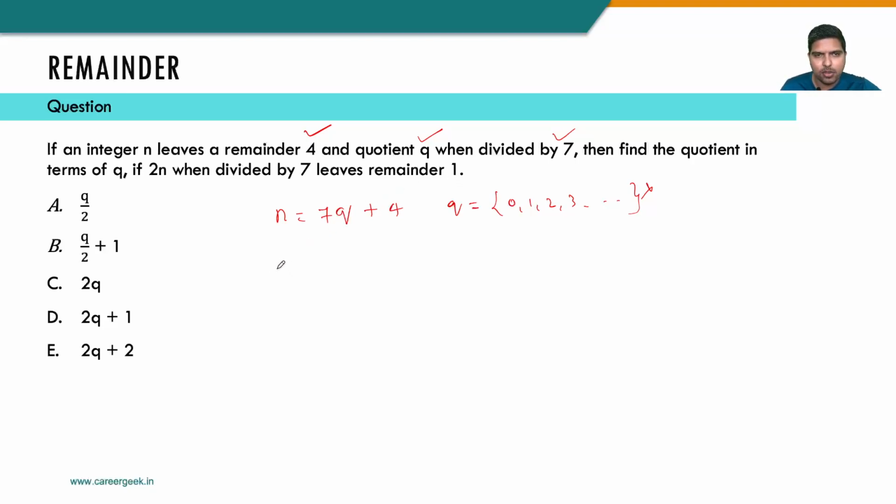Okay, interesting, right? So 2n, what is the value of 2n? Because we know n is this. The value of 2n is 7q plus 4, which is 14q plus 8. Now this, they're asking when divided by 7, it leaves a remainder. So find the quotient.